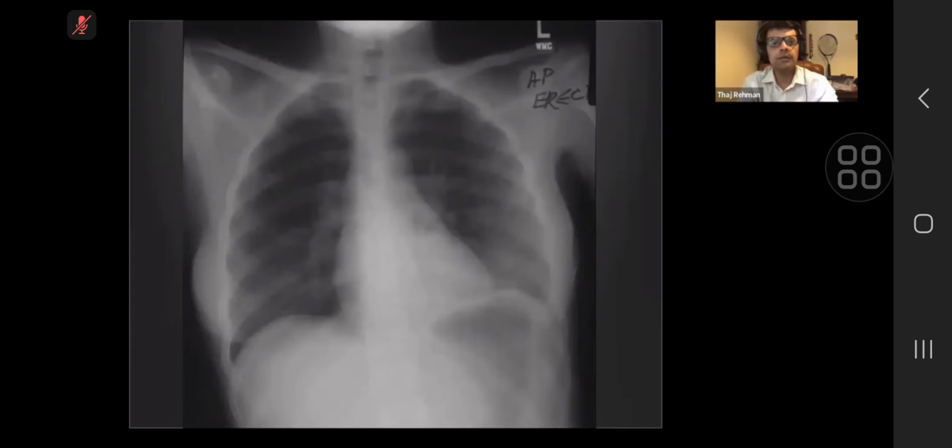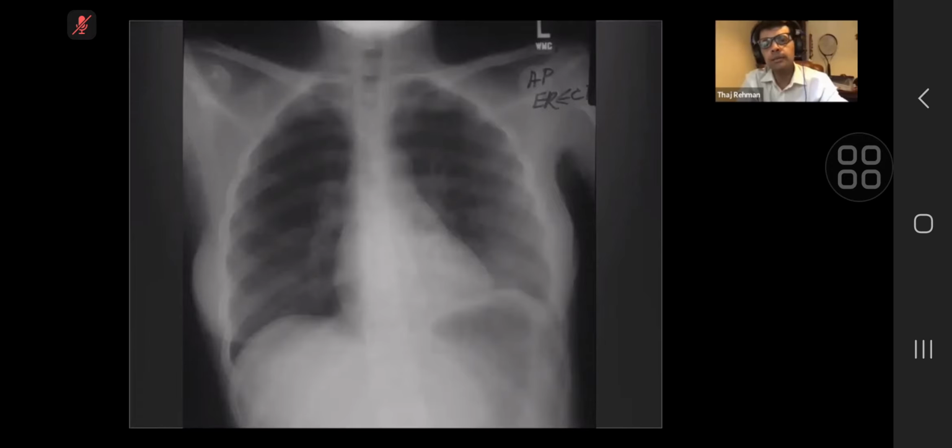Can you see the X-ray now? Yes, I can. Good. Use maximum screen brightness. There are some abnormalities which may be tricky if you don't have sufficient screen brightness.